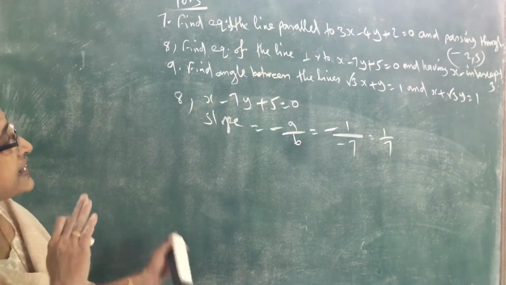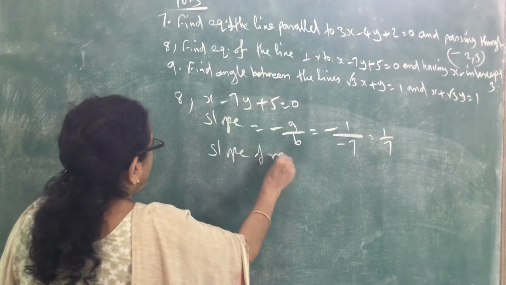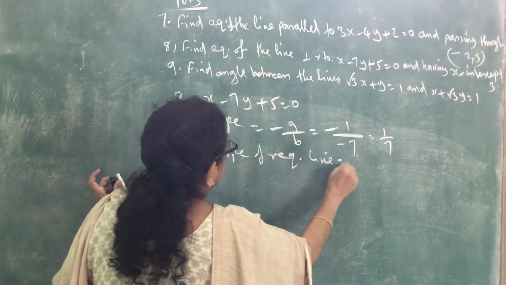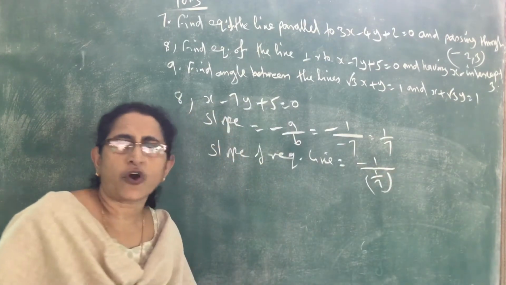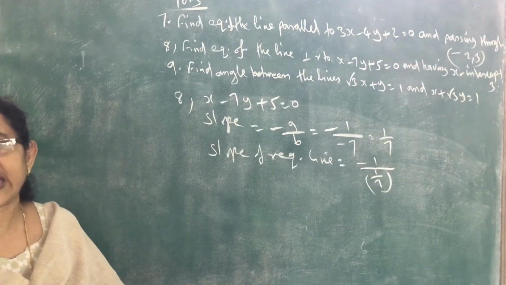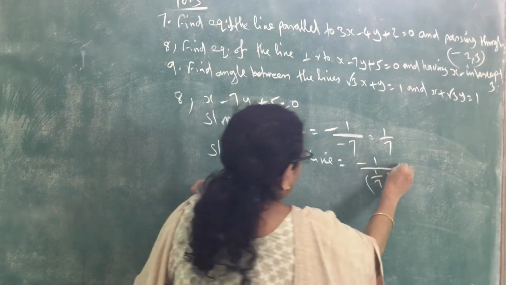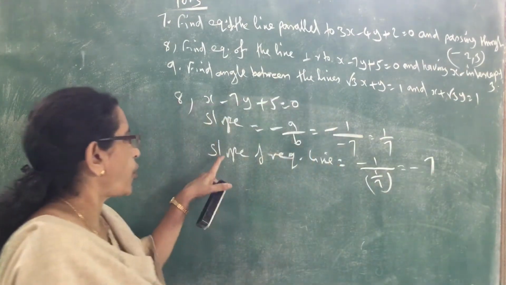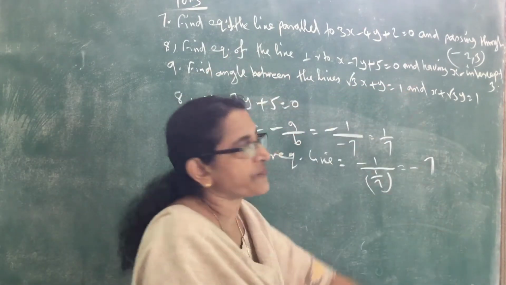Since the lines are perpendicular, what is the slope of the required line? Slope of required line equal to minus 1 by 1 by 7. If you know slope of one line m, then the slope of the other line is minus 1 by m. So minus 1 by the slope, that is equal to minus 7. So slope of the required line is minus 7, and also given that x-intercept of the line is 3.